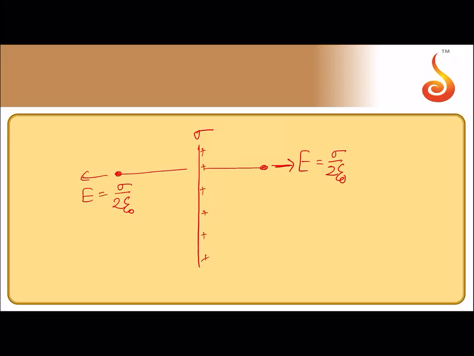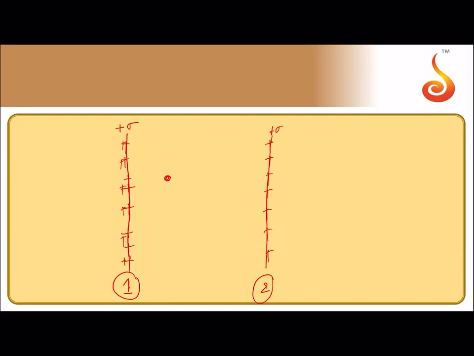Now let us consider one more situation. This time I have two sheets of charge, for example plus sigma. Remember, this is a sheet of charge, and I have one more sheet of charge plus sigma. Charges are all present everywhere on this sheet, just like this. I can show the charge on the sheet. Now the question is, what about the electric field? This is sheet number 1, this is sheet number 2, and this is our point.